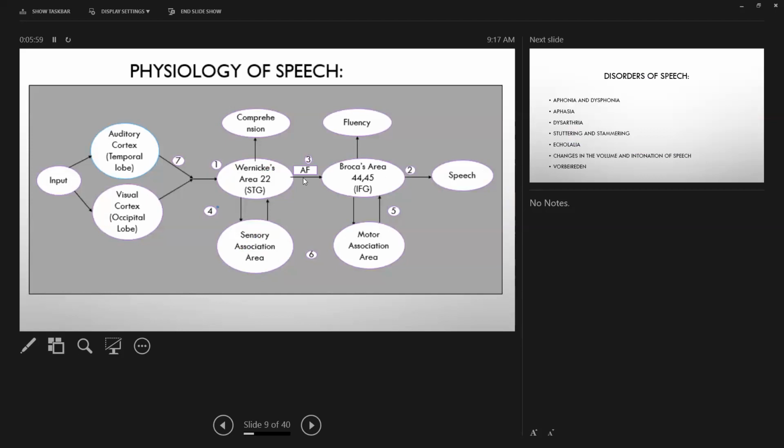The physiology of speech is like this: if any input is there, it can be auditory input or visual input. It is then delivered to Wernicke's area. Wernicke's area is the comprehension area where we understand what input we get, and then through the arcuate fasciculus, it is delivered to Broca's area, which is area 44-45, from where the output is given in the form of speech.